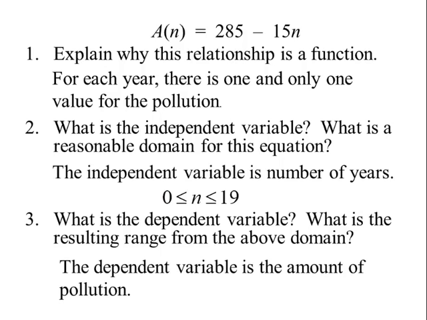The dependent variable is the amount of pollution, and the resulting range from the above domain would be the pollution between 0 and 285 inclusive.